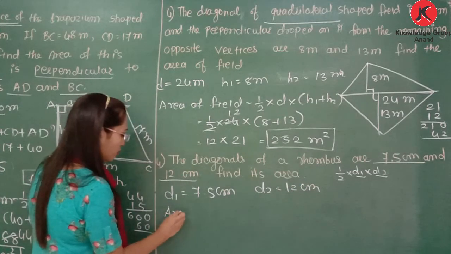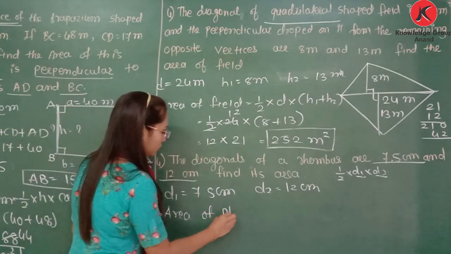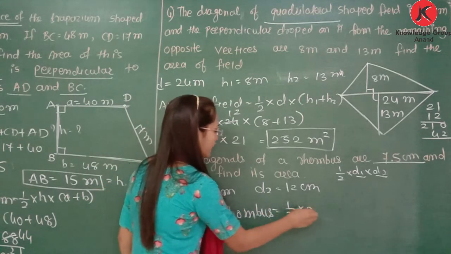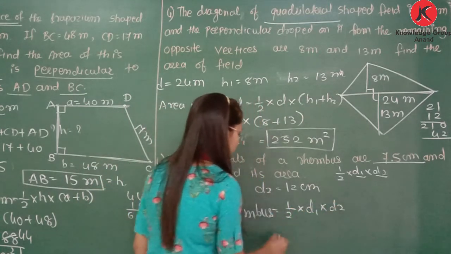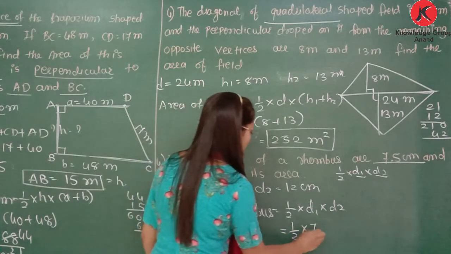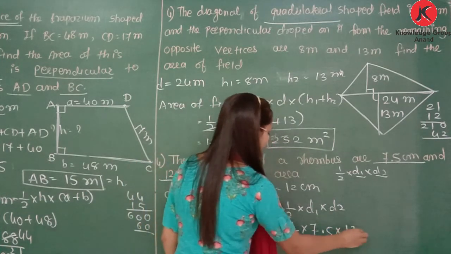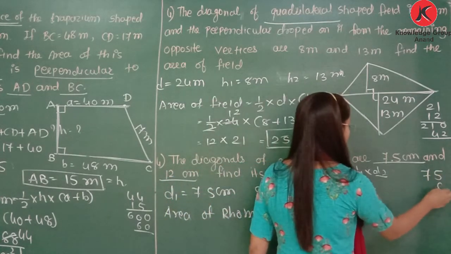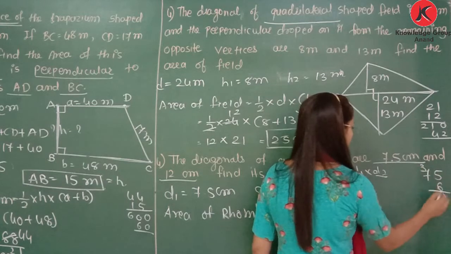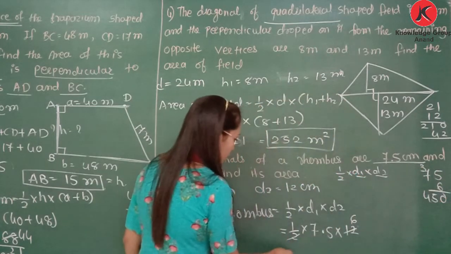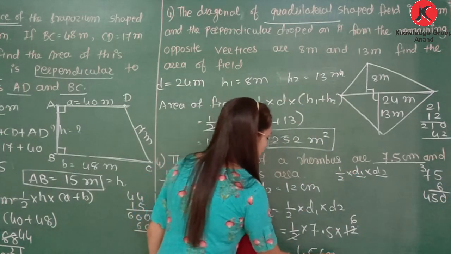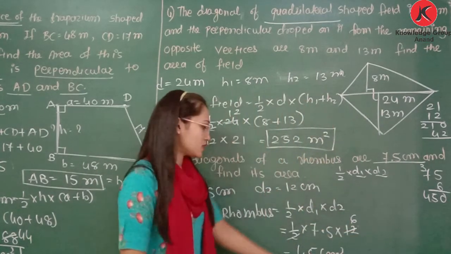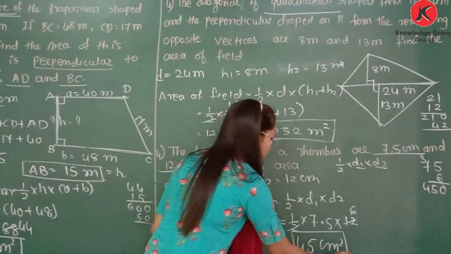So the area of the rhombus is 1 by 2 d1 multiply d2. d1 is 7.5 and d2 is 12. So here it is 6, 7.5 multiplied with 6. So it is 45 centimeters square. Because here there are decimal points, we need to remove the 0. So it is 45 centimeters square, which is the area of your rhombus.